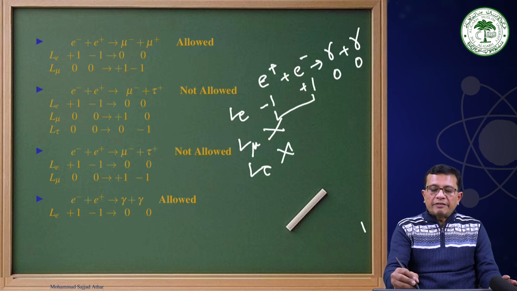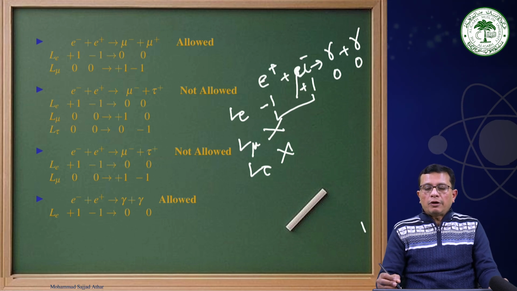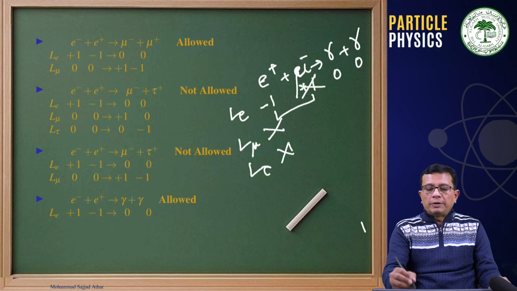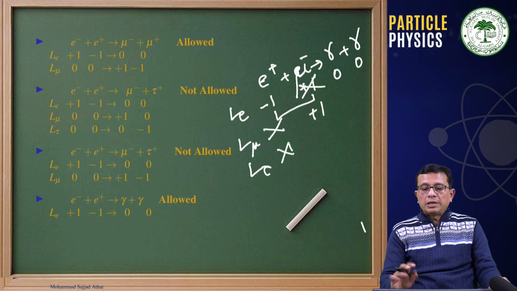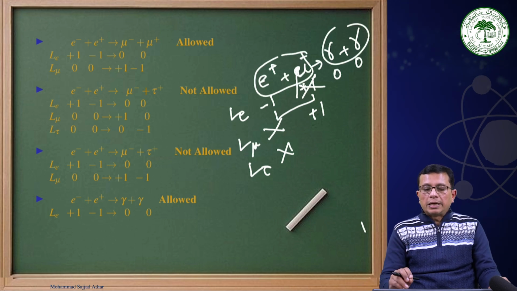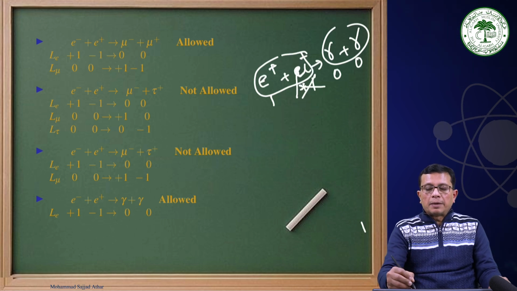But if somebody asks me, can I take μ⁻ instead of the electron in the initial state? The answer is no, not allowed in the standard model, because then you will be conserving neither electron lepton number nor muon lepton number. Though you are conserving charge, the total charge is conserved, you are not conserving electron and muon lepton number. Therefore, this process will not take place.